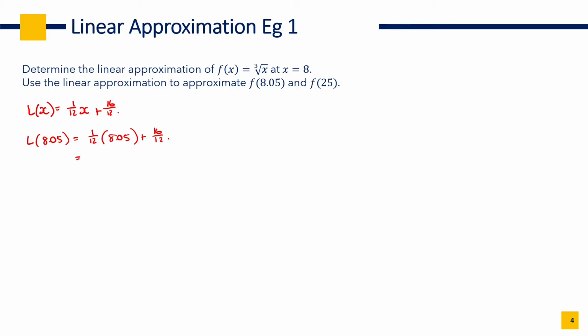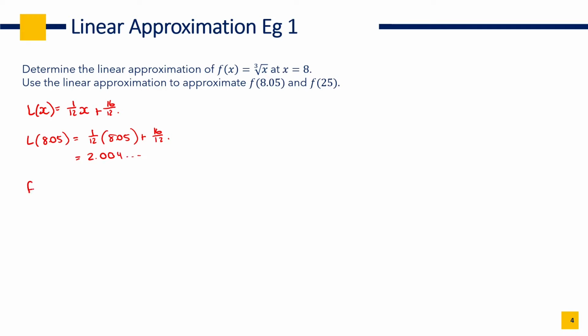0.05 plus, okay, we're going to get 2.004, etc. Now let's actually solve for the function itself.